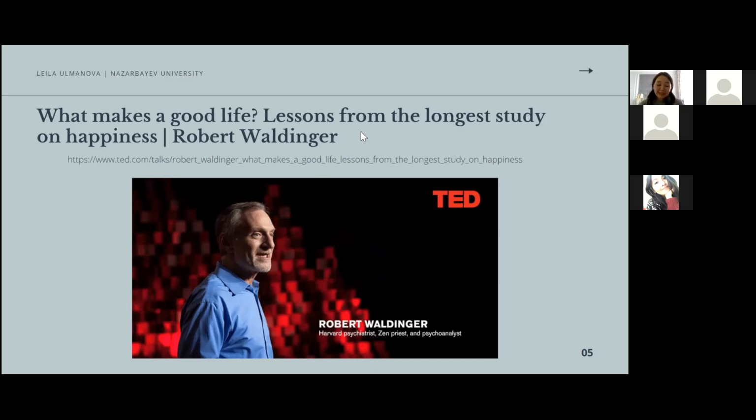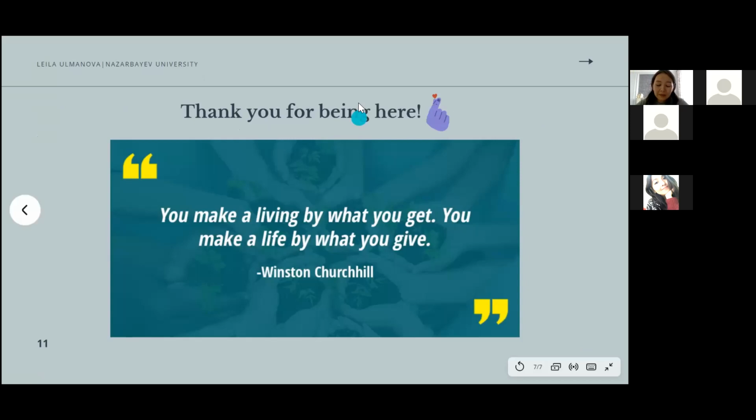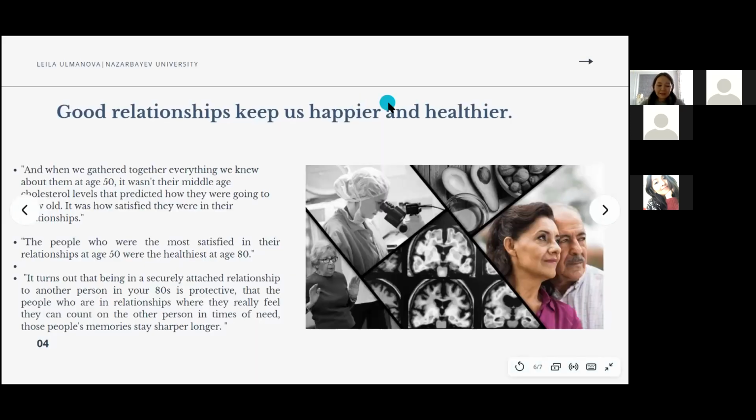And interestingly, they found that what really made people happy and kept their moral state good is good relationships with people.